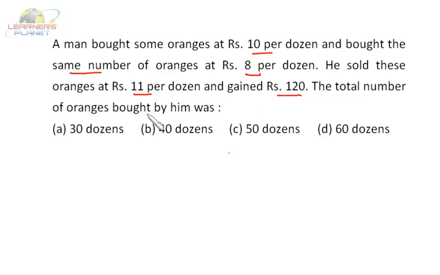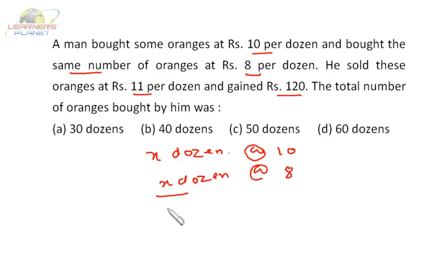Let's assume he is buying X dozen oranges for rupees 10 per dozen and X dozen of oranges at the rate of 8 per dozen. That means he is buying 2x dozen oranges, so total is 2x. Now what is the total price? It is 10x and 8x, so 18x. Now he is selling the whole lot at 11 rupees per dozen. That means 2x dozen he'll be selling for 22x.